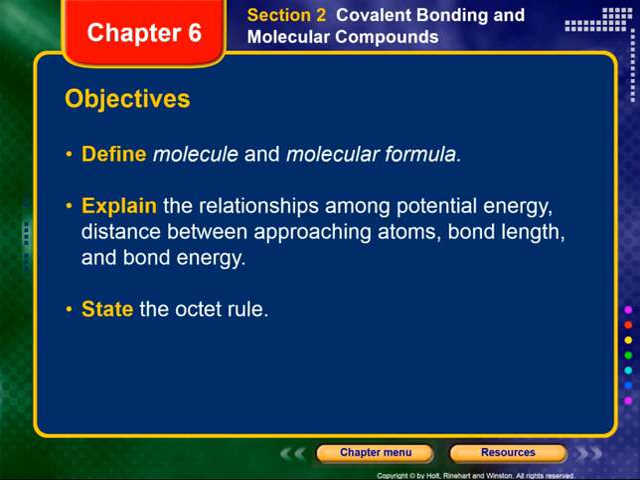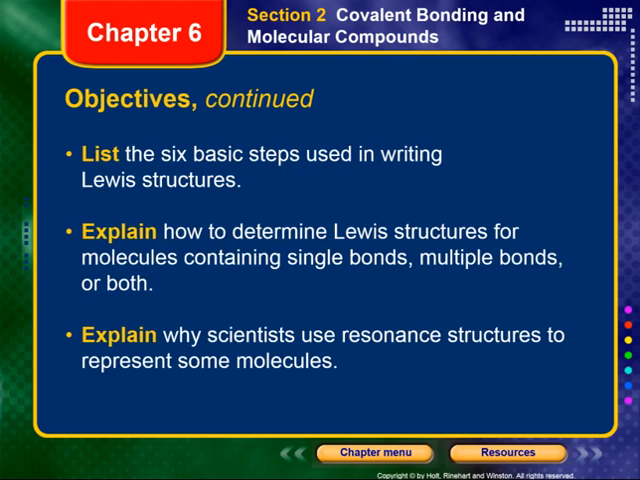Okay, so after this video, you should be able to define molecule and molecular formula. You should be able to explain the relationships between potential energy, distance between approaching atoms, bond length, and bond energy. State the octet rule, which I'm sure you can already do, so that one's easy. List the 6 basic steps used in writing Lewis structures. Explain how to determine Lewis structures for molecules containing single bonds, multiple bonds, or both. And then explain why scientists use resonance structures to represent some molecules.